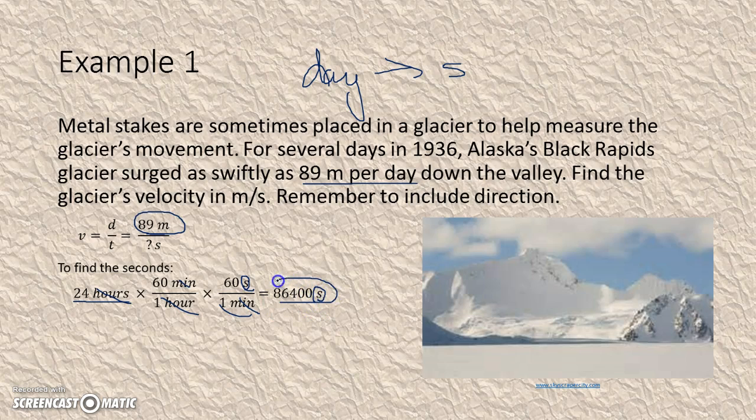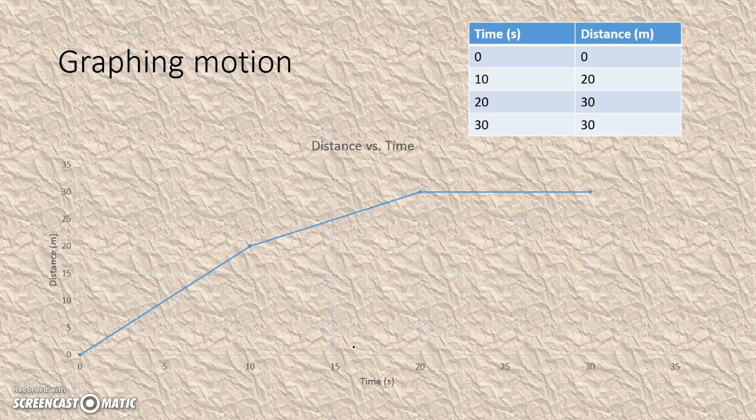And so now we have how many seconds it takes to travel 89 meters. So we plug that into the bottom of that top equation there, and we solve for 0.0010 meters per second down the valley because we have to tell the direction. We're going to practice these in class, so don't freak out if you're like, I don't know what I'm doing. It's okay, you will.